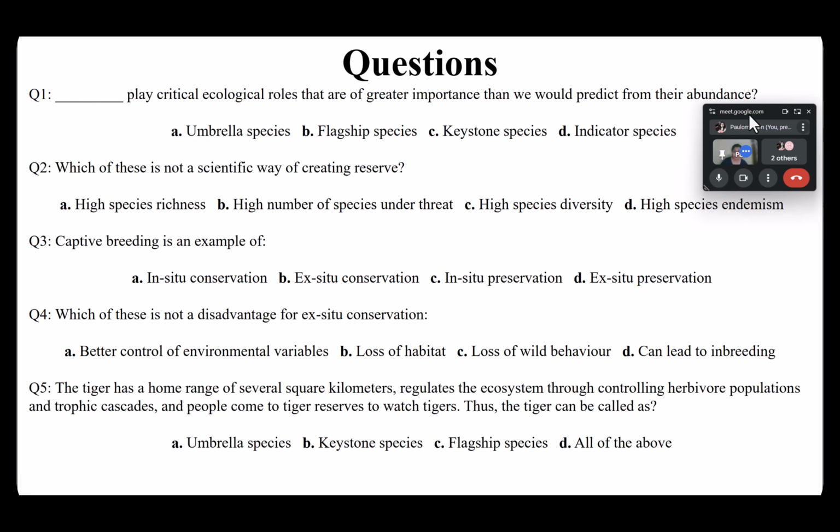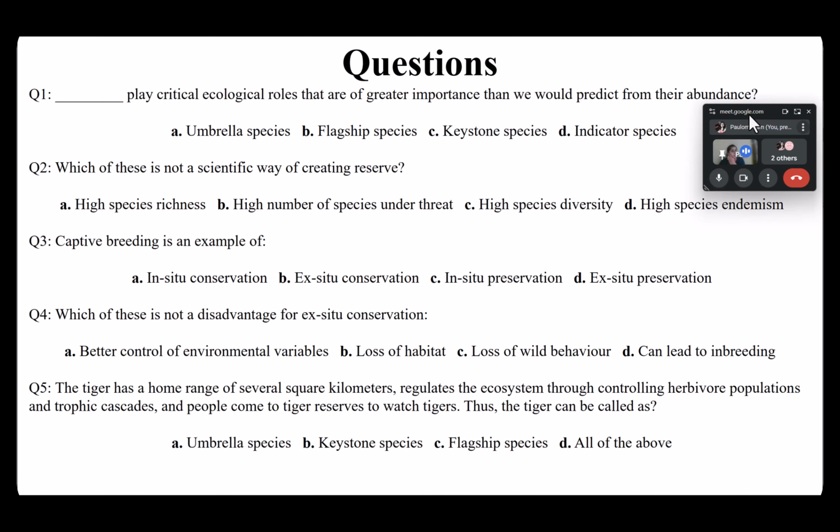So the first question here is, dash play critical ecological roles that are of greater importance than we would predict for their abundance. So even if they are lesser in number, they play a very, very important role in ecology. Which kind of species are they? Next is, which of these is not a scientific way of creating a reserve?